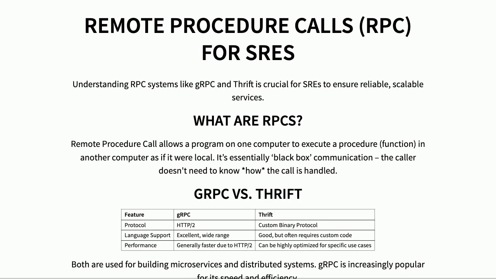Let's talk about how RPC systems fit into the SRE world. Essentially, RPC lets different parts of your application communicate with each other as if they were talking to a local function. We'll look at two common options, gRPC and Thrift. gRPC is generally considered more modern and faster thanks to using HTTP/2, while Thrift has been around longer and can be really effective when optimized correctly. Think of it like this: RPC helps us build robust, scalable services by allowing them to work together seamlessly.